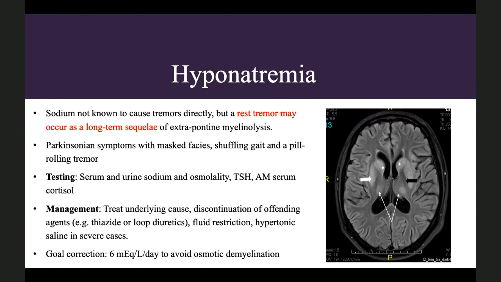And testing consists of serum and urine sodium and osmolality, TSH, morning cortisol in the serum, and management consists of treating the underlying cause, discontinuation of offending medications like thiazide and loop diuretics, and fluid restriction. And goal correction would be 6 milliequivalents per liter per day. The MRI brain usually shows FLAIR hyperintensity in the caudate bilaterally, putamen bilaterally, and thalami bilaterally, with sparing of the globus pallidus, as we can see here.